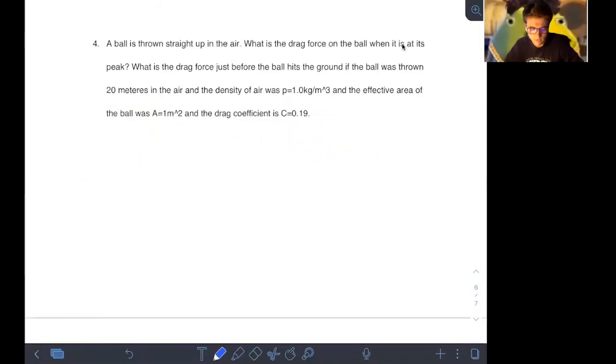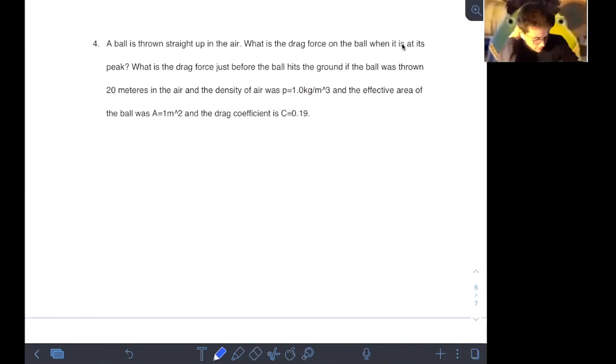All right, so now we're getting into drag, okay? So the ball is thrown straight up in the air. What is the drag force on the ball when it is at its peak? What is the drag force just before the ball hits the ground if the ball is thrown 20 meters in the air, and the density of the air is 1 kilogram per meter cubed, the effective area of the ball is 1 meter squared, and the drag coefficient is whatever that is, right? Okay, so two questions here. The first question is, what is the drag force when the ball is at its peak?